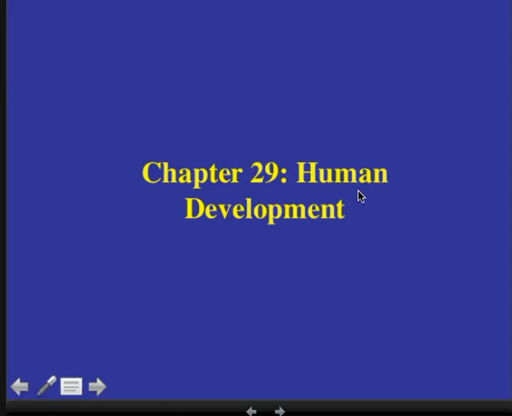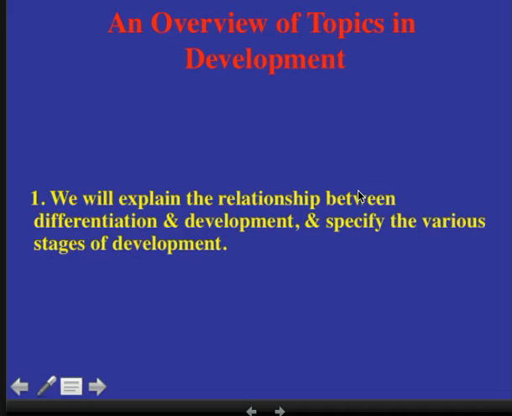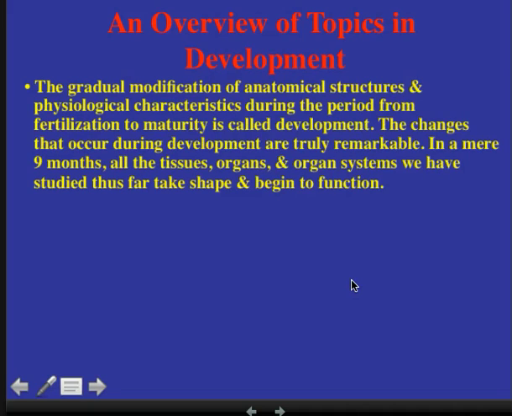Another is morphogenetic movement, where cells will move from one area of the developing embryo or fetus to another. And the final, and probably the most important, is differentiation, where the cells will change how they look and act at different points in time and depending on where they're located in the developing human being. So we'll address all of these. So we'll explain the relationship between differentiation and development, and we'll specify various stages of development.